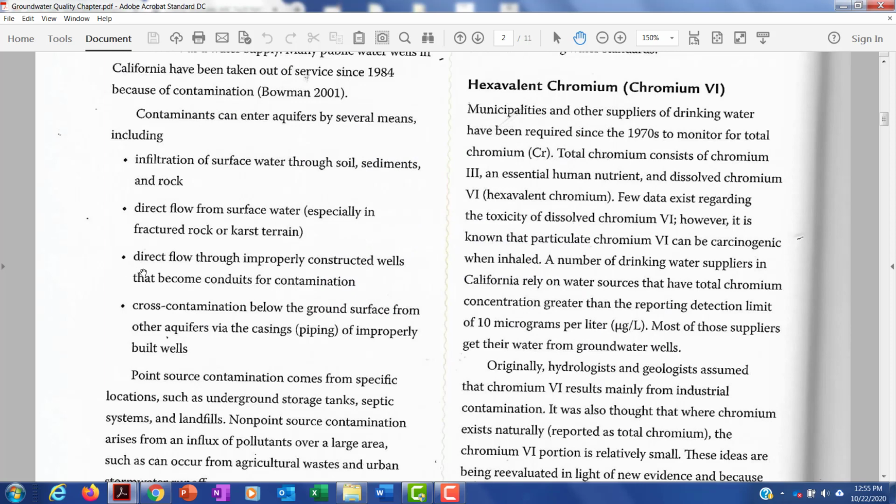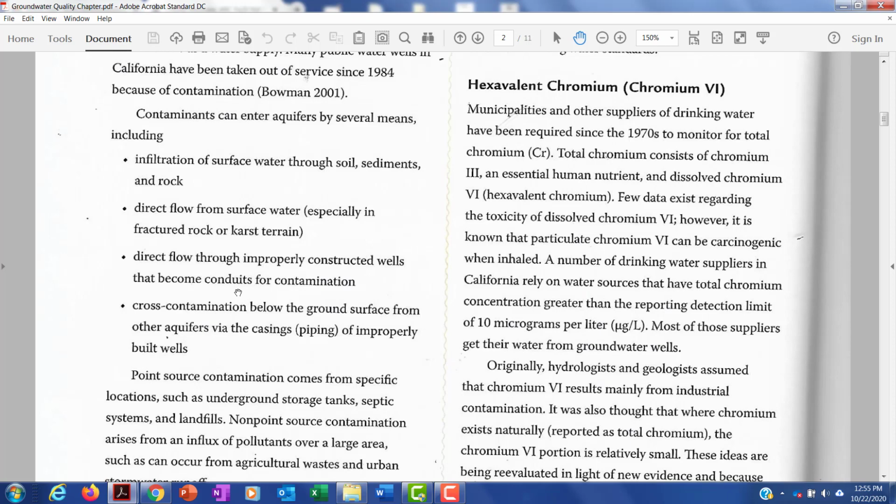And then here's one that people don't think about too much: direct flow through improperly constructed wells that become conduits. To put a well into the ground, you drill a big hole and you fill it in, hopefully building it properly so it isn't a conduit, but it's a vertical hole that goes through layers of earth. And if that well is not constructed properly, sure enough, contaminants can enter into the well and get down into the aquifer.